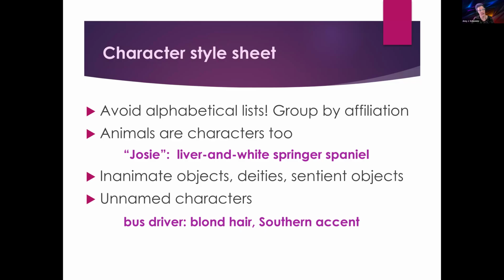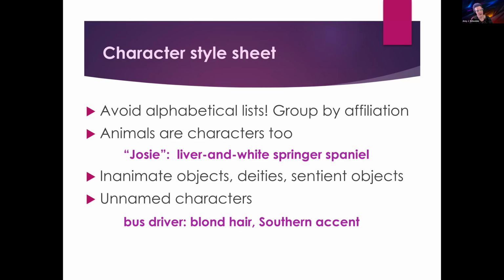So on this slide, we have some examples of other entities that might be included on a character list besides just regular named characters. For example, animals. Animals are characters too, and they have attributes. They are a certain breed or a certain color or an age, or they have a life history that you maybe need to know about.